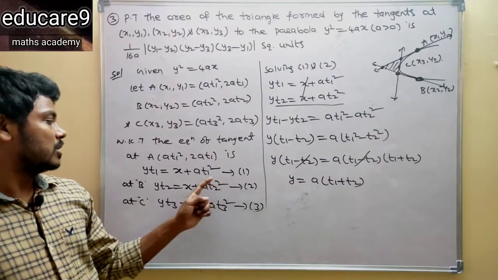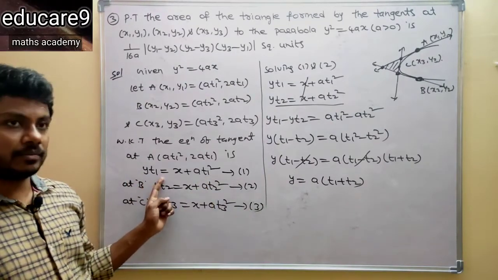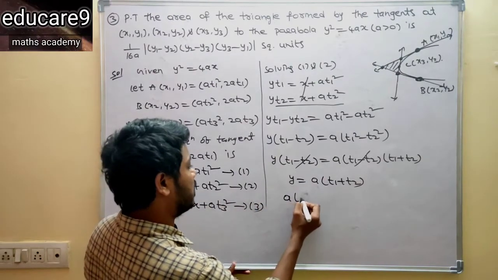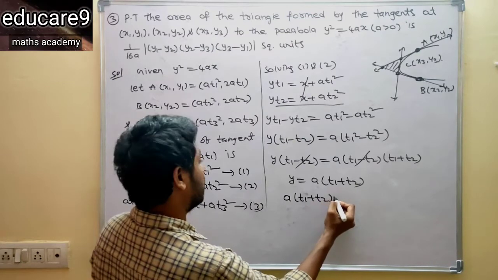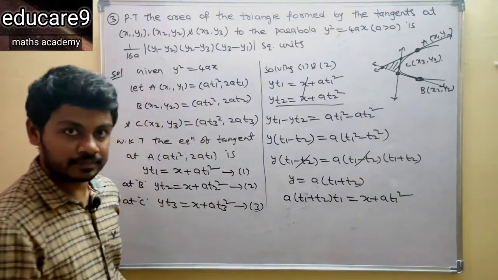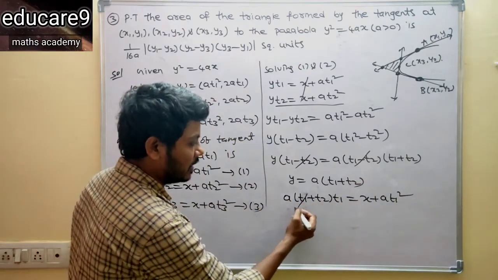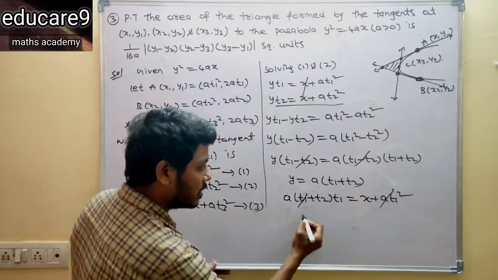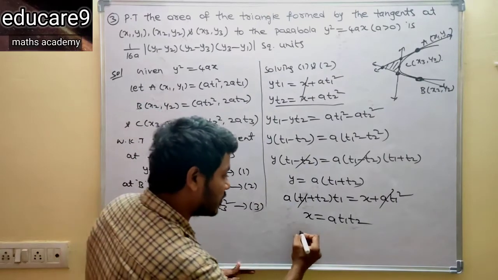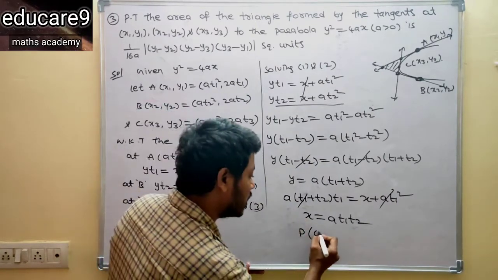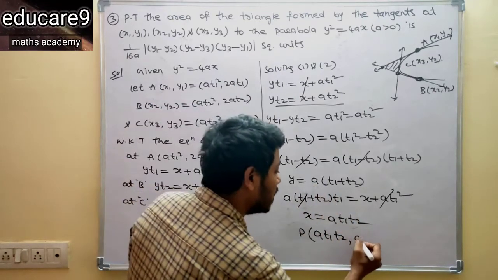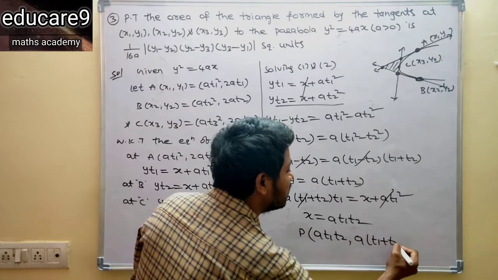Now substituting in equation 1. So y into t1 is a into t1 plus t2 into t1, which is equal to x plus a t1 square. See here, a t1 square and a t1 square get cancelled. Now what is the x value? a t1 t2. So therefore the point P is a t1 t2 comma y, a of t1 plus t2.